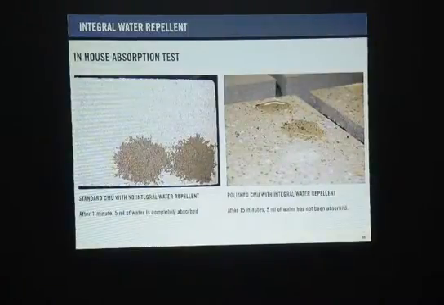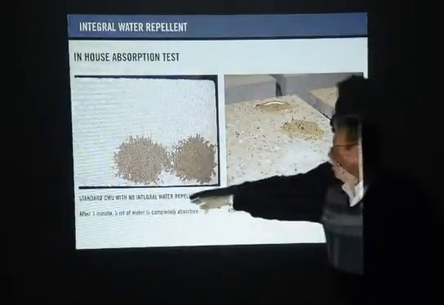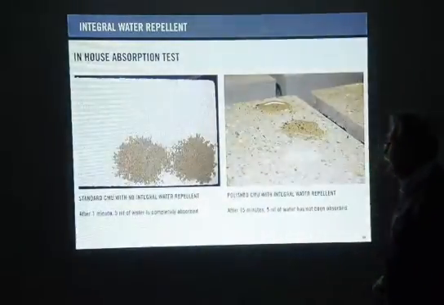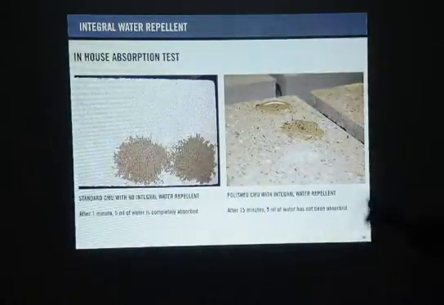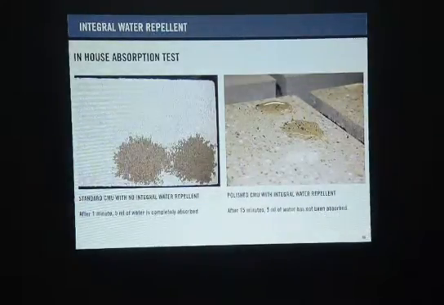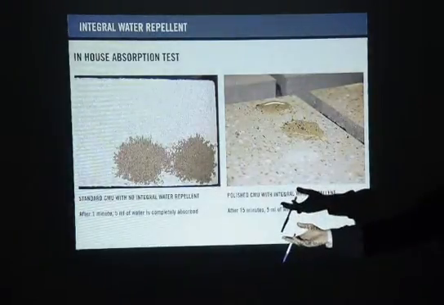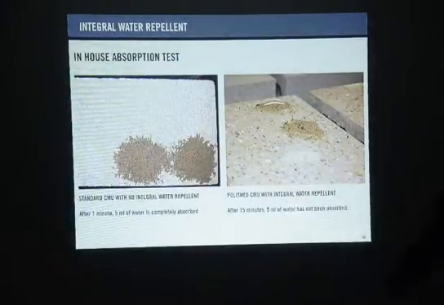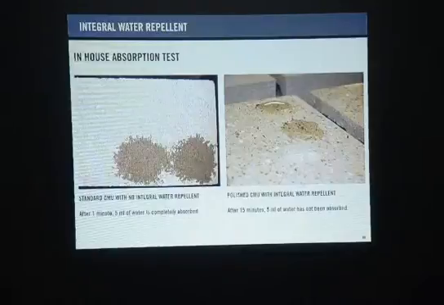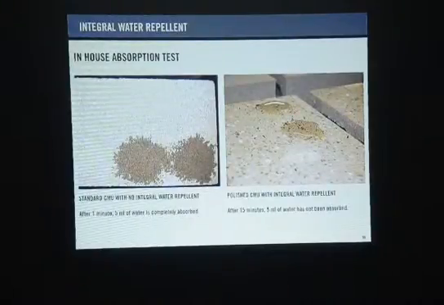And when there's a test run, there's no water repellent. How long does it take? 1 minute, 5 millimeters of water, completely absorbed. But with the water repellent, after 15 minutes, nothing has been absorbed. So what do we want to do technically? We want to create a hydrophobic condition. That's key for using a water repellent.